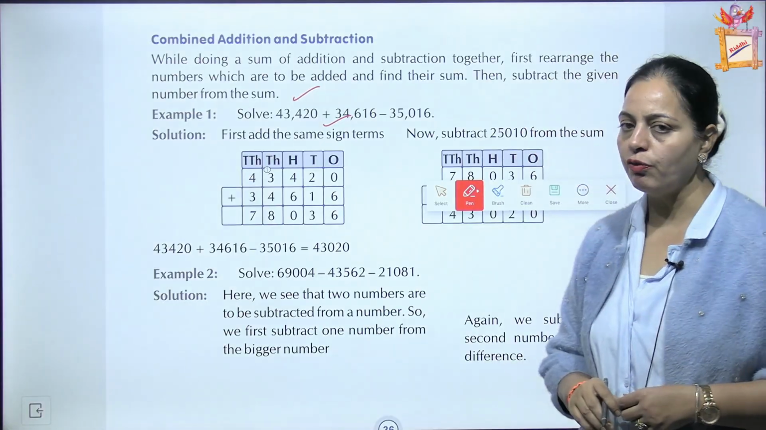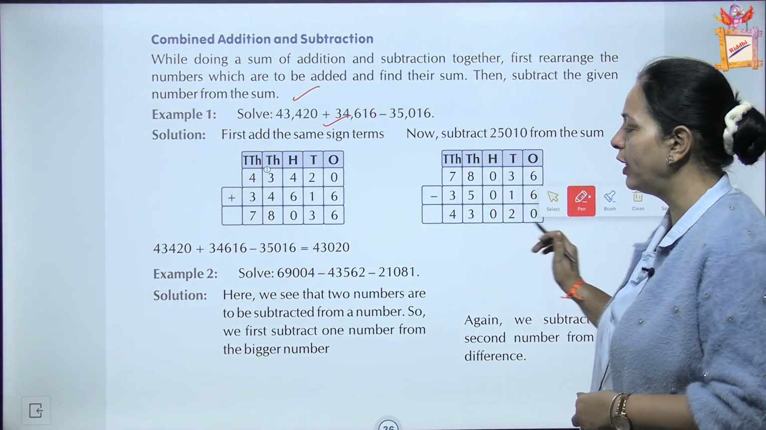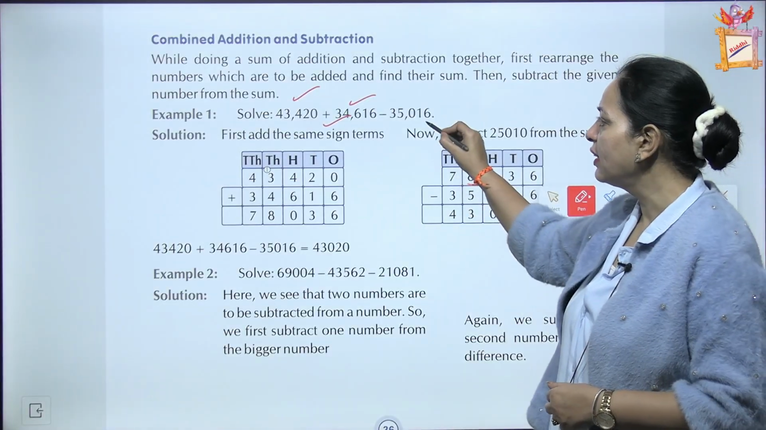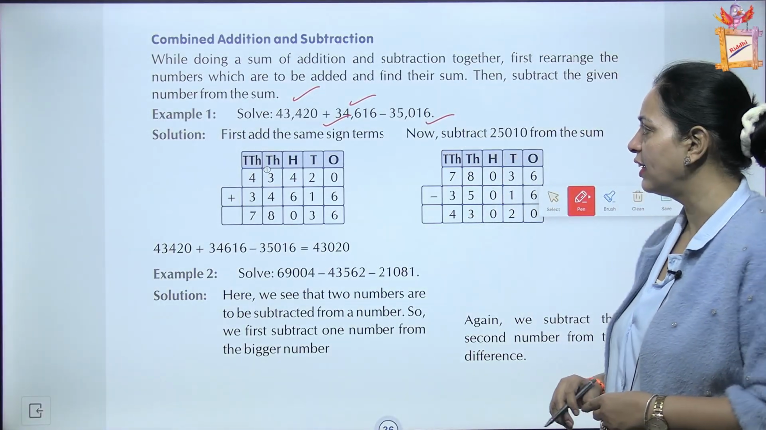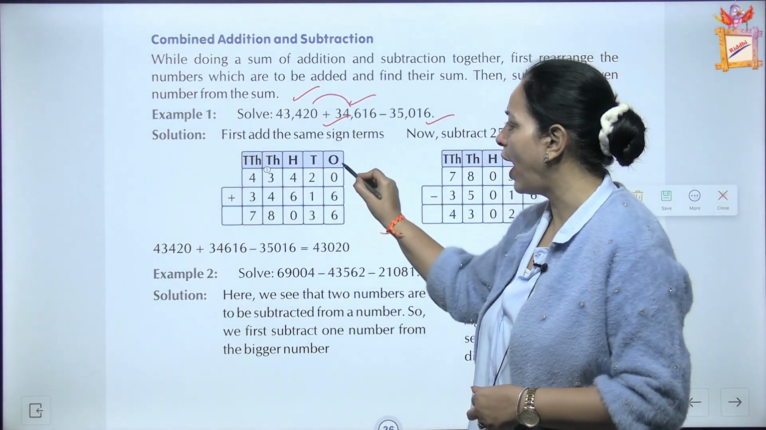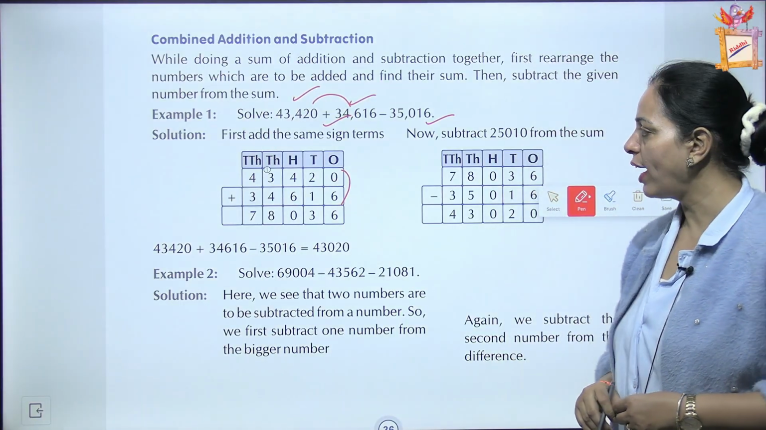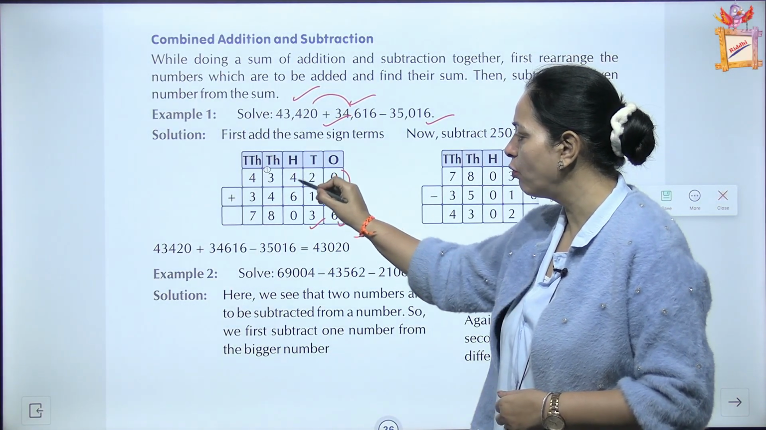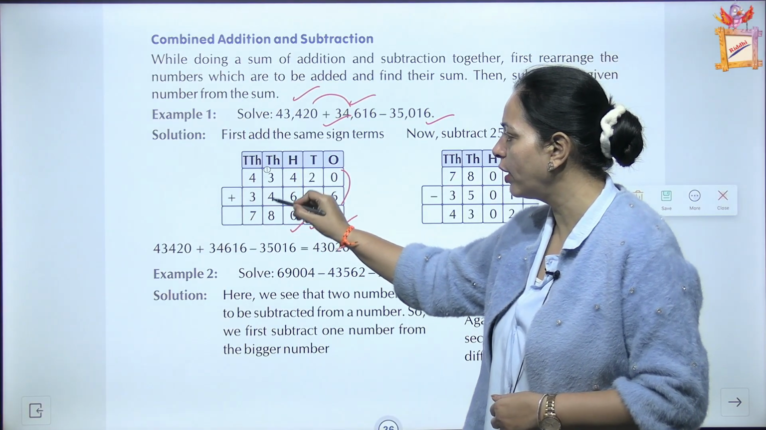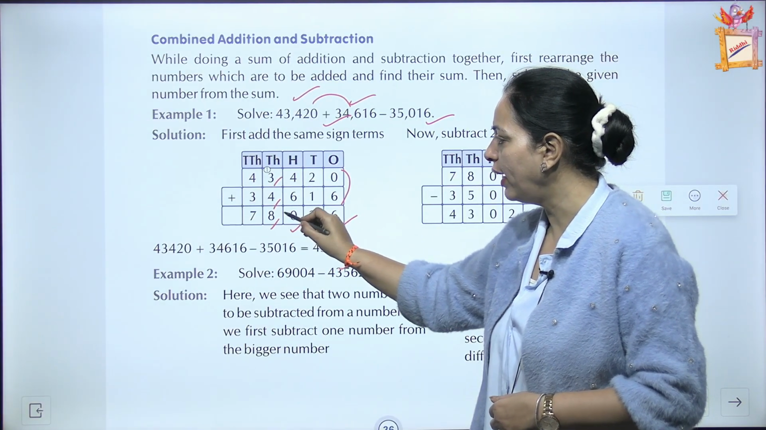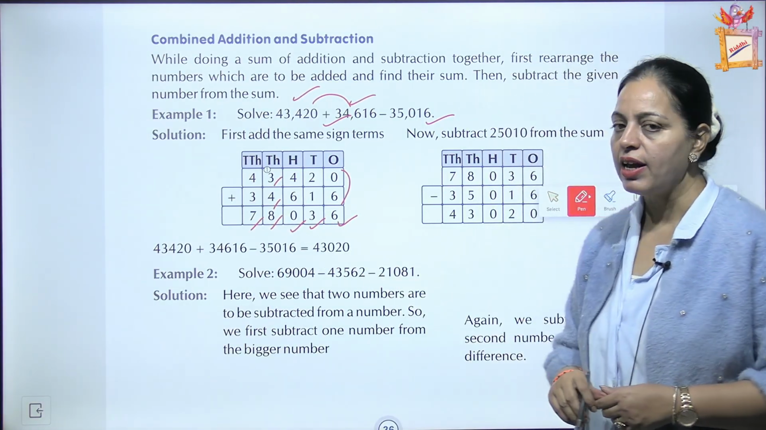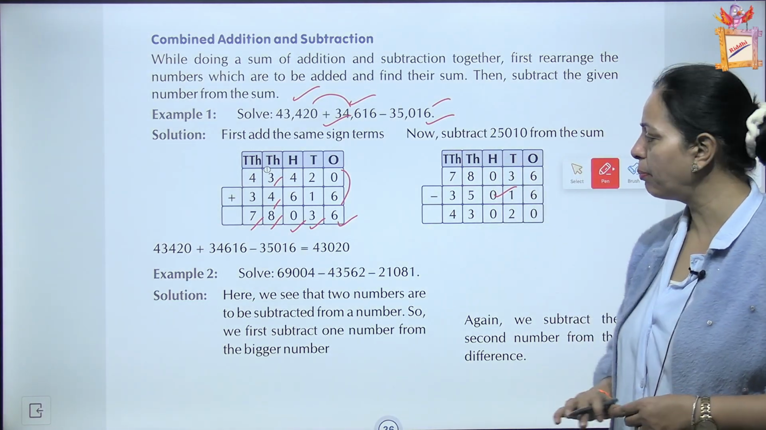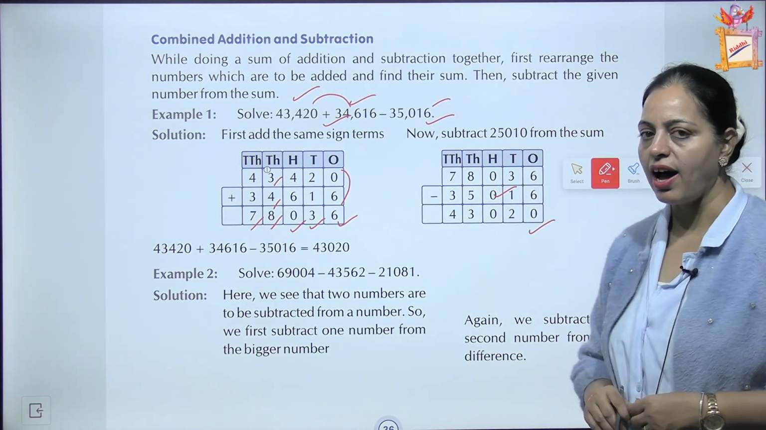See example 43,420 plus 34,616 minus 35,016. तो हम क्या करेंगे, इन दोनों को ऐड कर देंगे first. So add these two numbers. 0 plus 6, 6, 2 plus 1, 3, 4 plus 6, 10. So 0 here, 1 carry. 4, 3 and 1, 8. 4 plus 3, 7. अब इसमें से इस नंबर को माइनस कर देंगे. Very simple. So this is the answer.